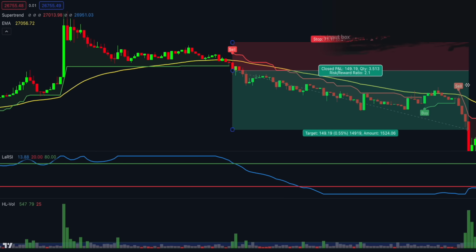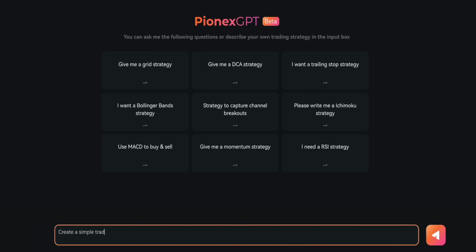We asked PionexGPT to automate this trading strategy for us by providing the scripts for each indicator and explaining the trading rules. PionexGPT created a full trading strategy in PineScript with smart money management, which is absolutely mind-blowing.